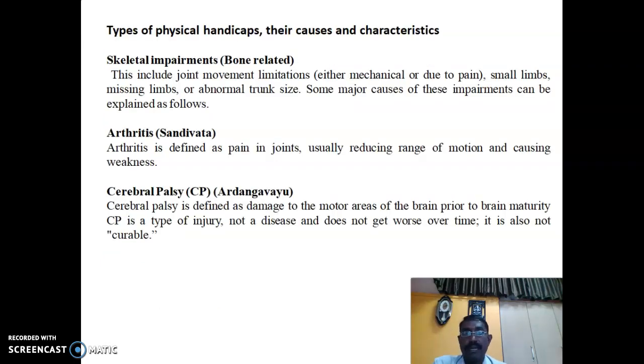The types of physical handicap, their causes and characteristics. A skeletal impairment. This includes joint movement limitations, small limbs, missing limbs, abnormal trunk size. Some major causes of this impairment can be explained as follows. Arthritis, spondylitis. This is defined as pain in the joints, usually reducing range of motion and causing weakness. Cerebral palsy. Cerebral palsy is defined as damage to the motor area of the brain prior to brain maturity. CP is a type of injury, not a disease, and does not get worse over time. It is also not curable.